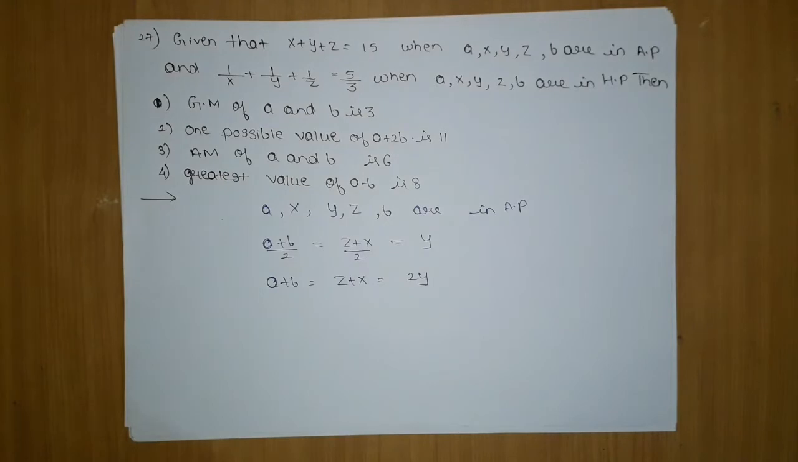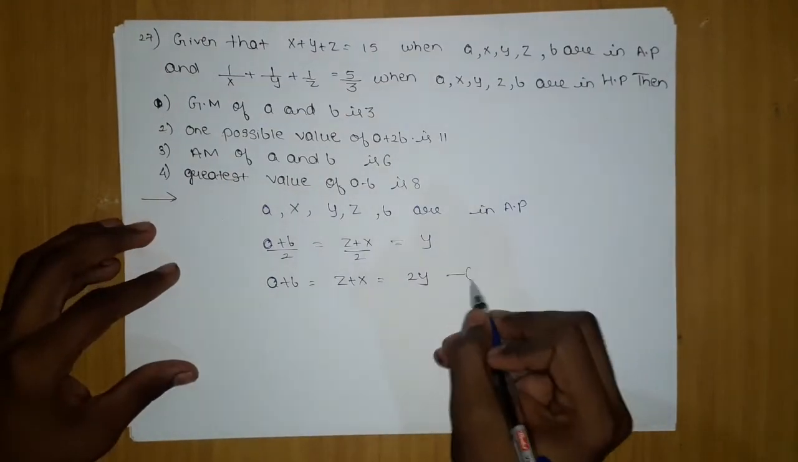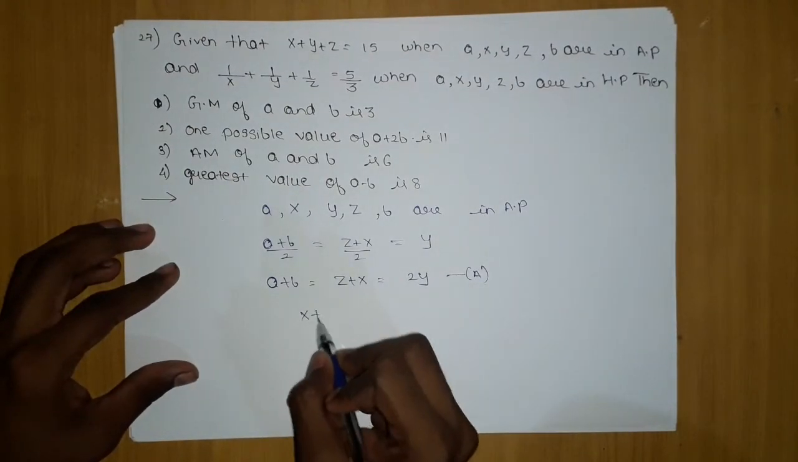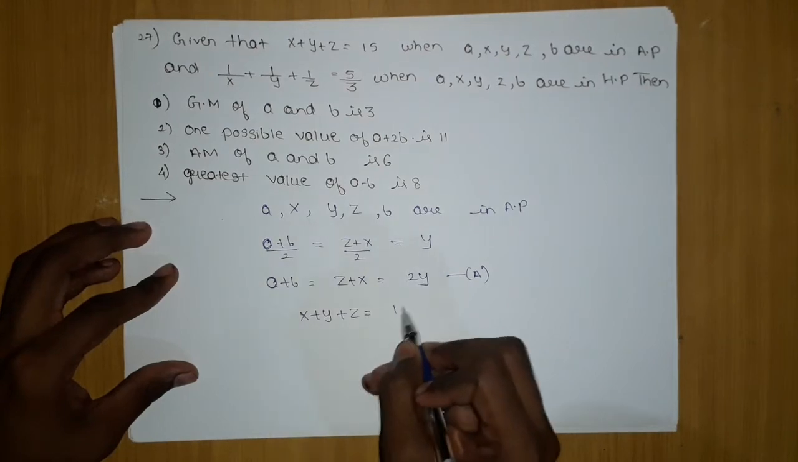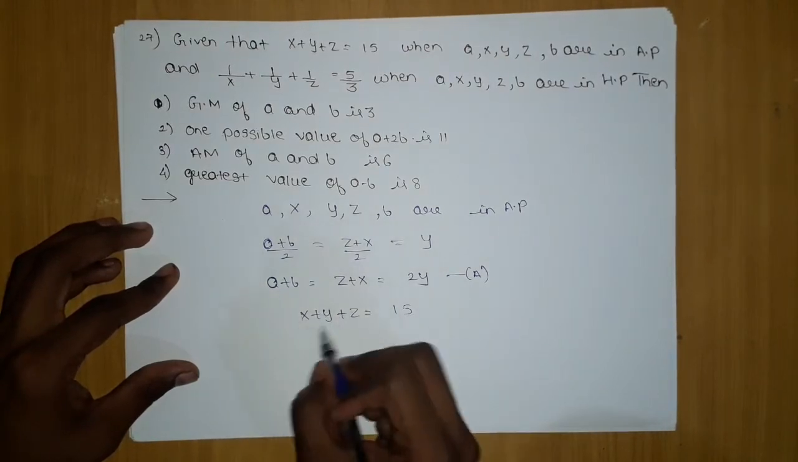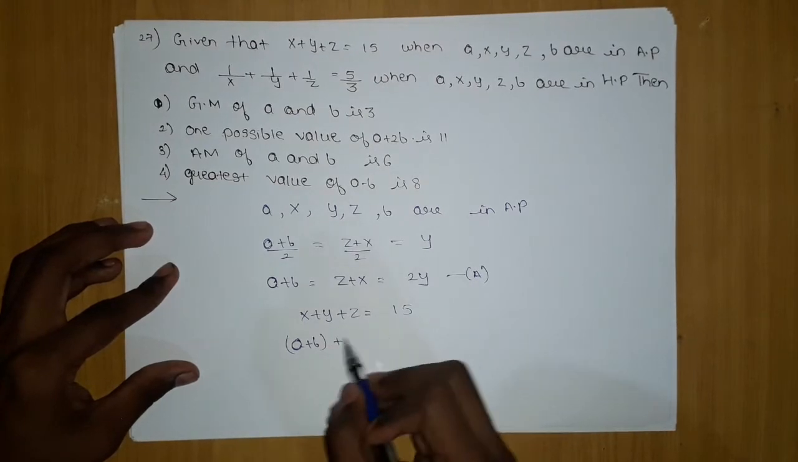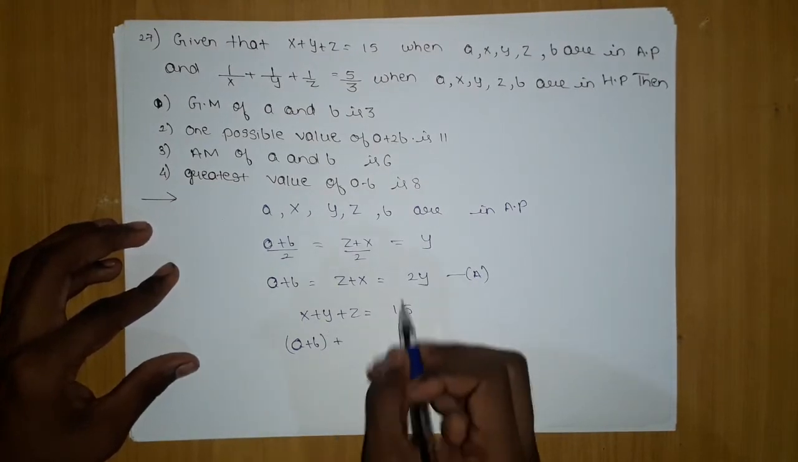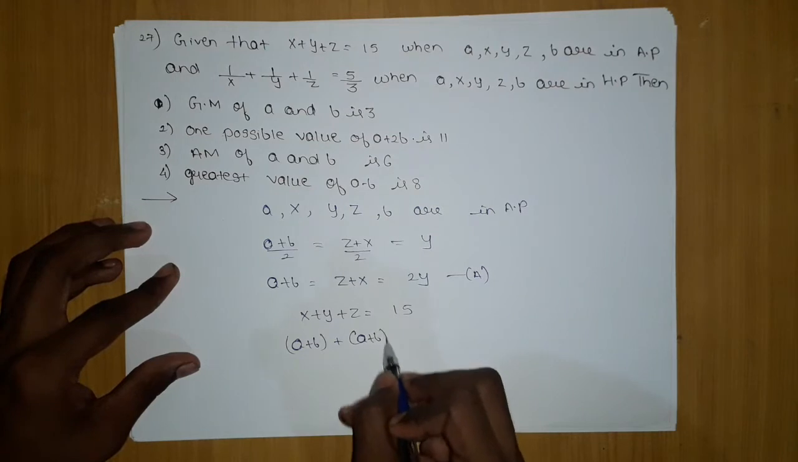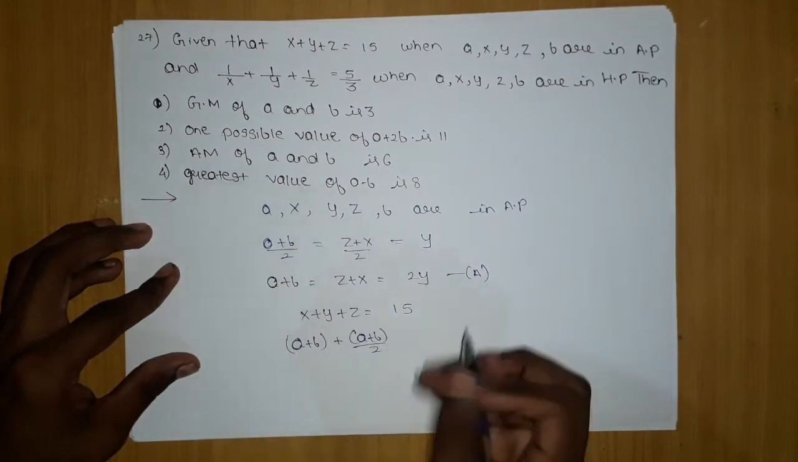Fine. Now I can use this relation, keep it as a. I know x plus y plus z is equal to 15. I will put the x plus z value as a plus b, and the y value as (a plus b) by 2. Very easy. The y value will be what? (a plus b) by 2.